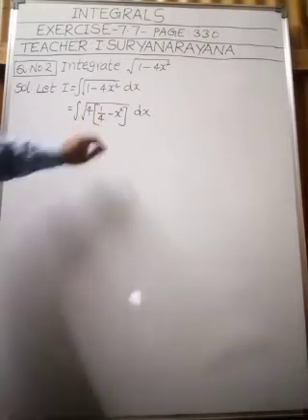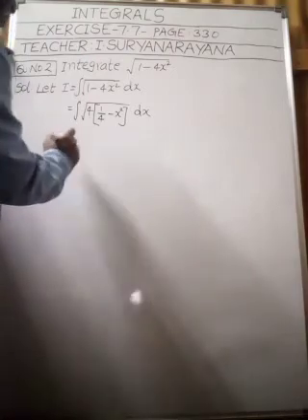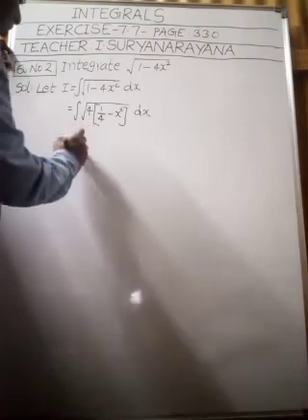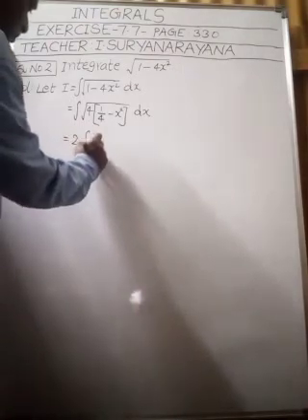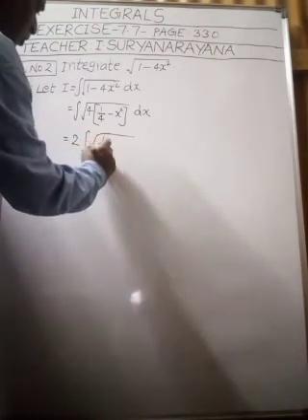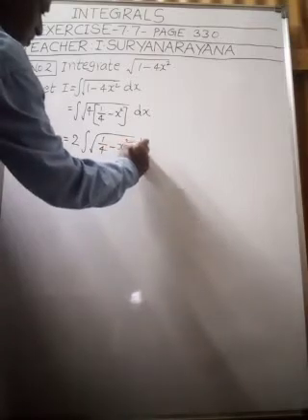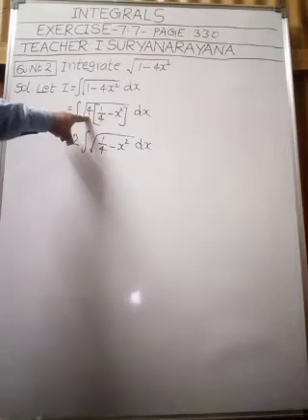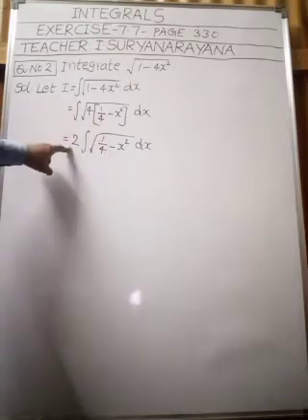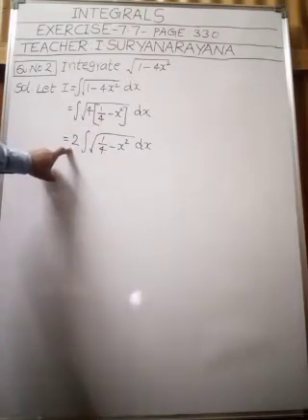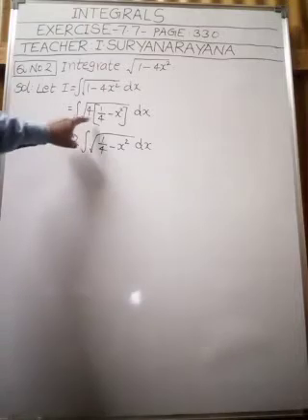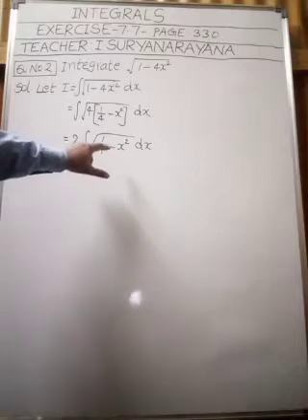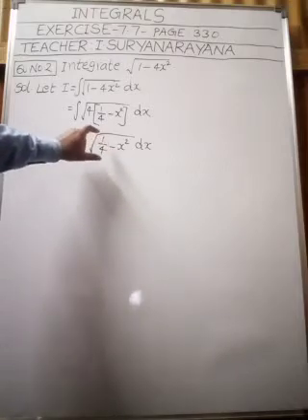Understood this step, my children? Right. Is equal to, here root 4 is a numerical coefficient. We can write it outside. So root 4 means 2. So 2 into the integral of square root of 1 by 4 minus x square dx. Square root 4 is a numerical coefficient, we can write it out. Root 4 value is 2. So I wrote directly here 2 into integral root of 1 by 4 minus x square dx. I wrote the remaining part of the function. Okay, my children, understood this step?